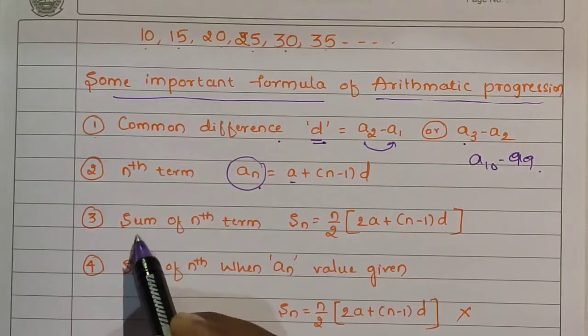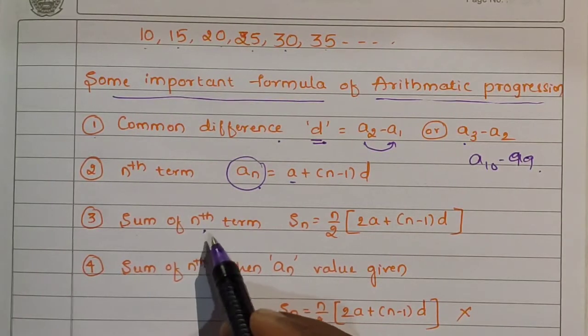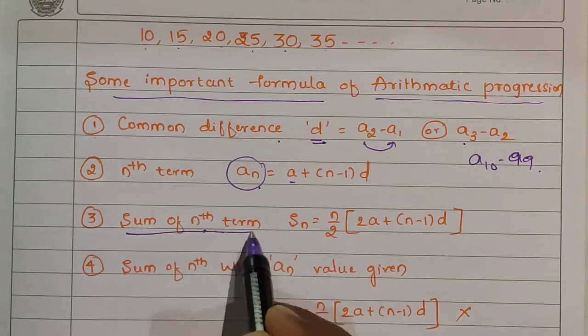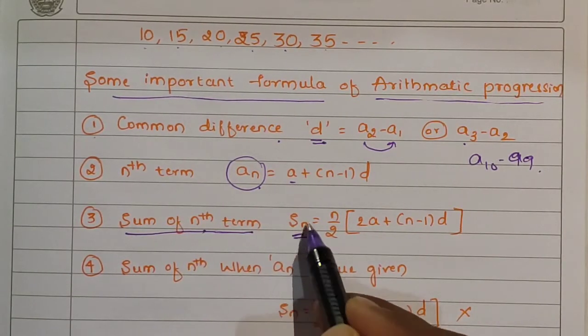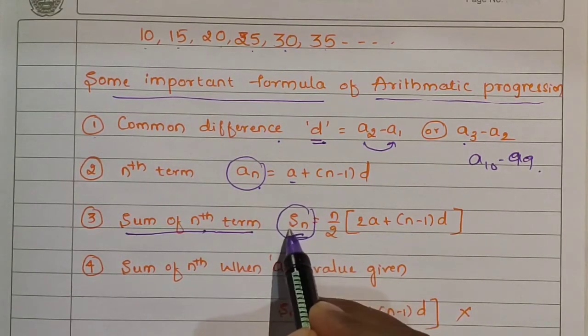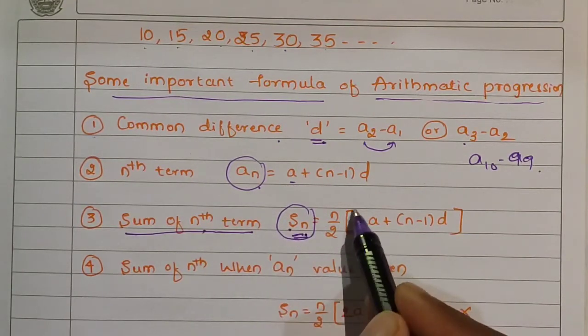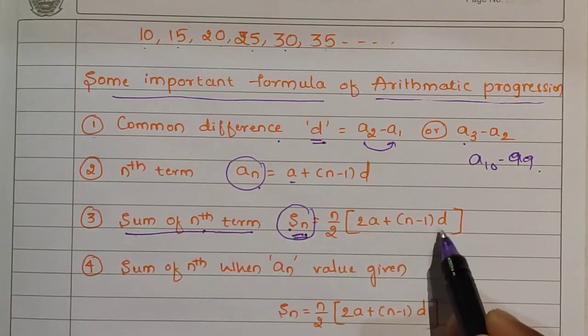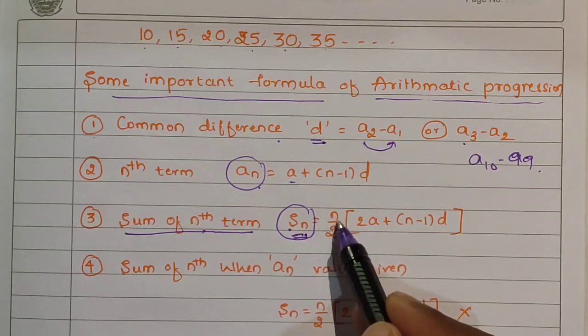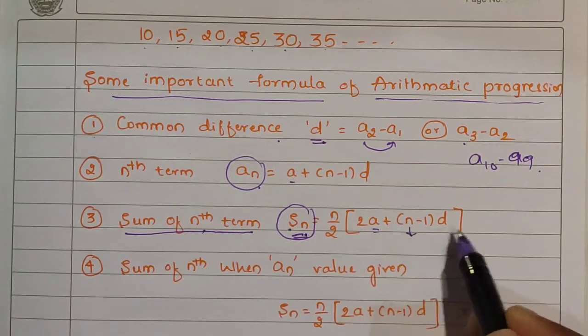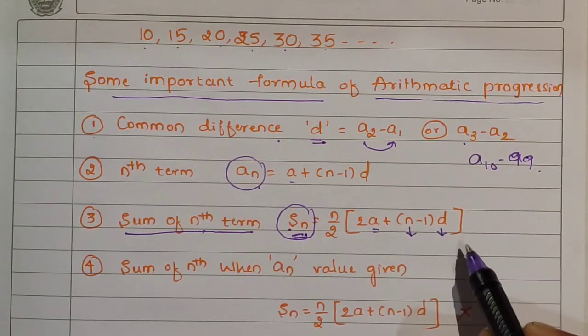To find the sum of n terms, sum of 20 terms, sum of 50 terms, like this, the sum can be calculated by the formula Sn. S means sum, n means number of terms. Sn is equal to n by 2 into bracket 2a plus n minus 1 into d. Here n means number of terms, a means first term, n again number of terms, and d means common difference.